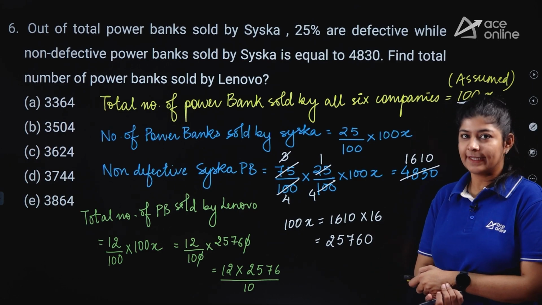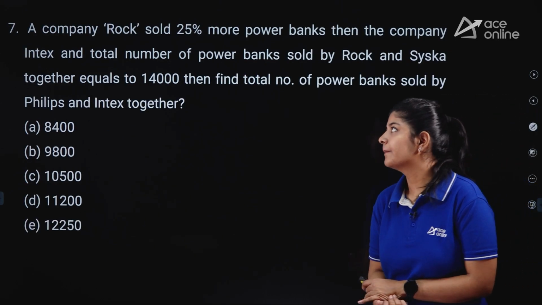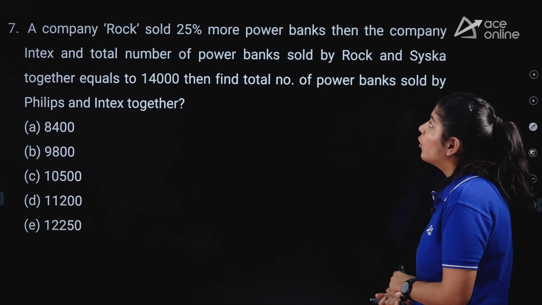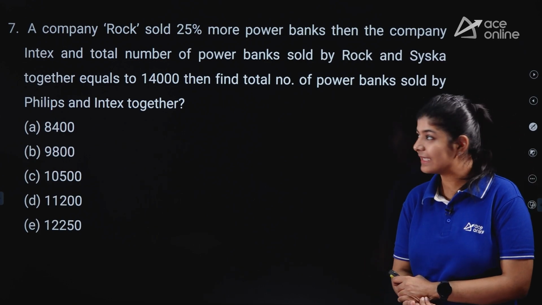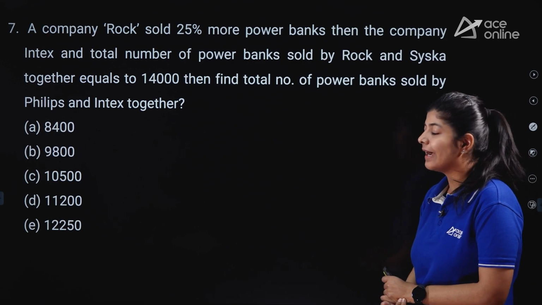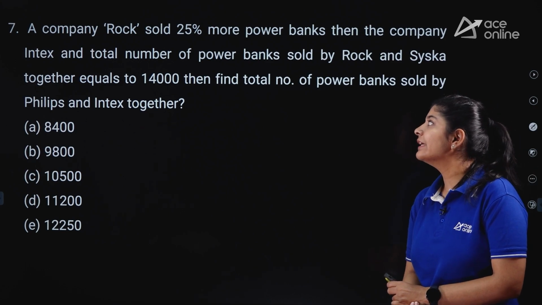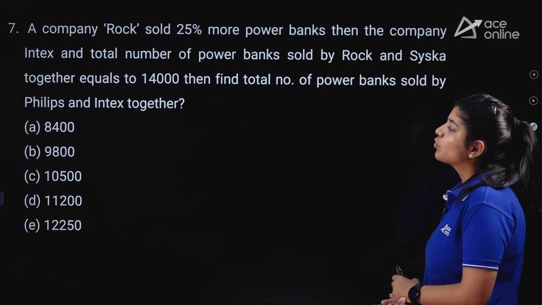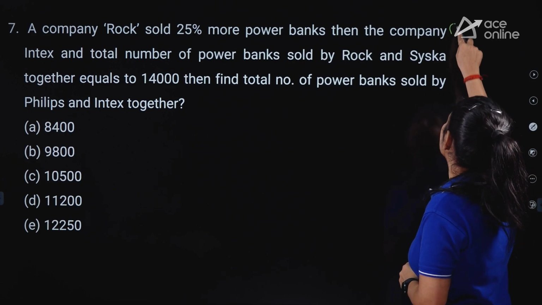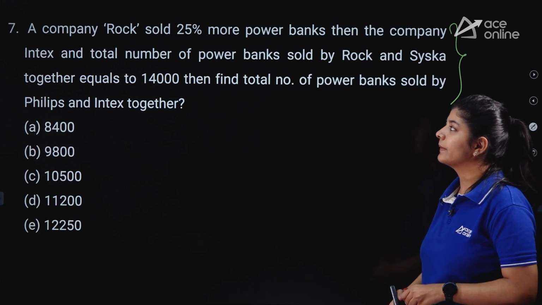Okay. Next question. Let's see what is the next question. So the next question says that a company ROC sold 25% more power banks than the company Intex, and the total number of power banks sold by ROC and Cisco together is equal to 14,000. Then find the total number of power banks sold by Philips and Intex together. Now what we have to do with this data is determine the correct answer.